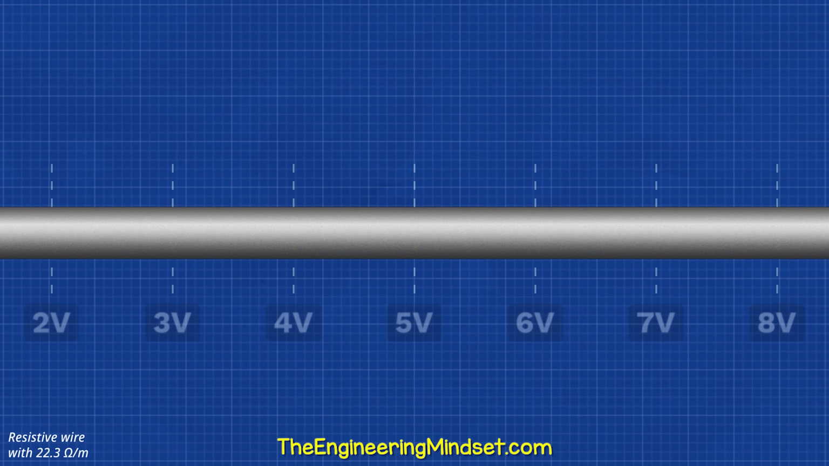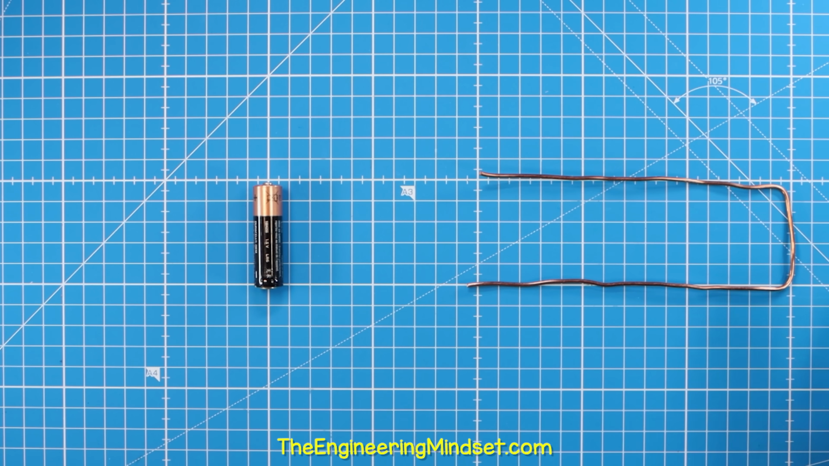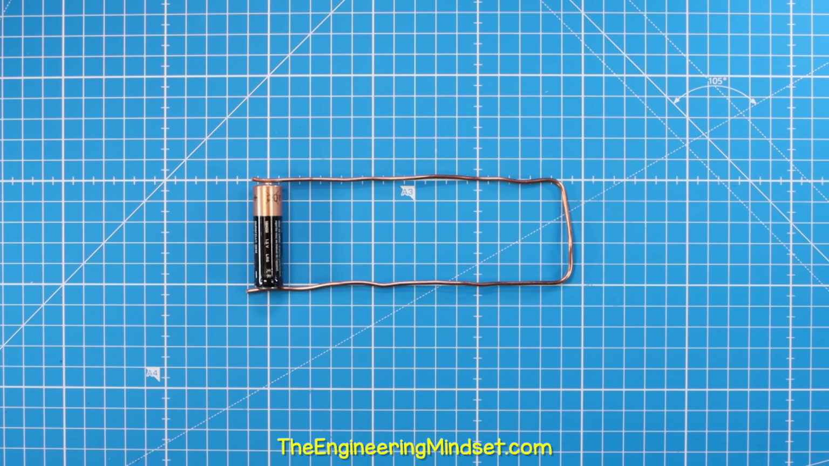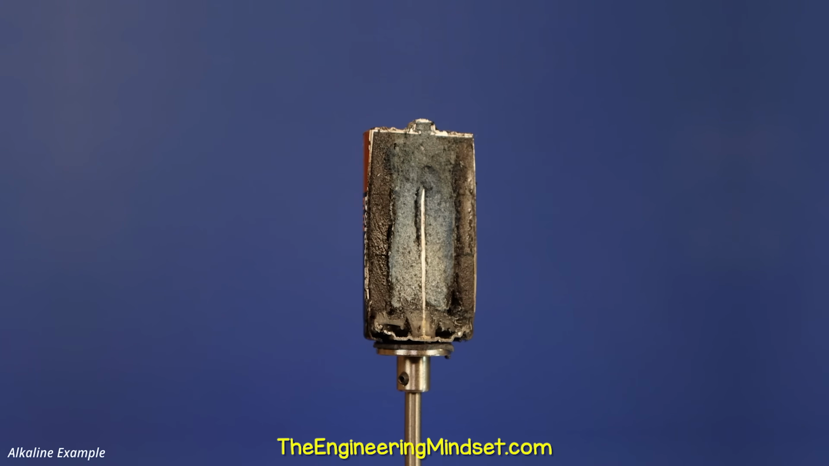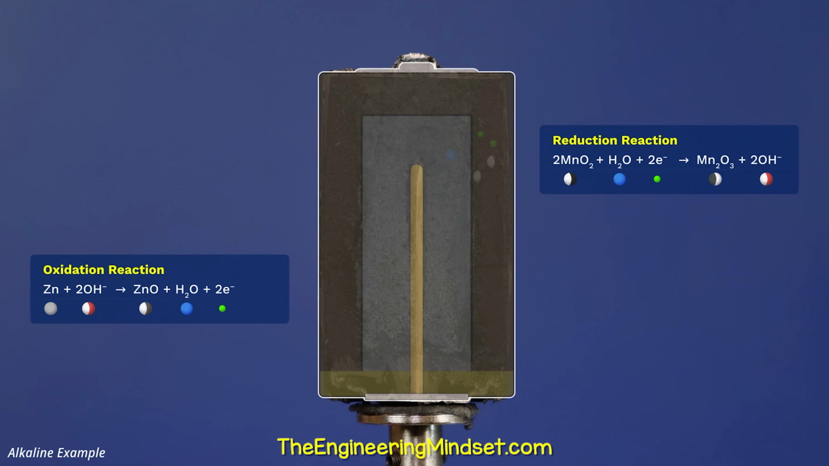That's because the magnitude of the electric field inside the wires is the same. So something is happening when we connect the wire to the battery. The battery contains a mixture of materials, specifically selected because they produce a chemical reaction which absorbs electrons on one side and ejects electrons on the other side.